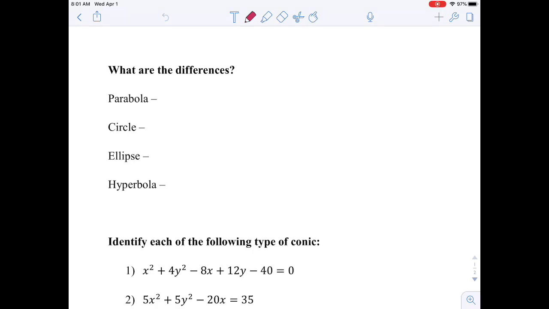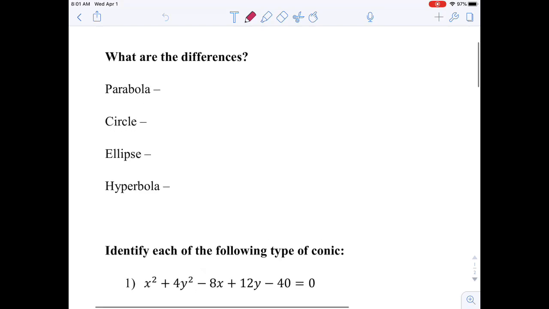Hey guys, I just want to make a quick video to help with identifying which conic you're going to be working with. Part of your test, you'll have to distinguish which we have: a parabola, circle, ellipse, or a hyperbola. So the quickest one to always recognize is the parabola, because it will only have one term that is squared.